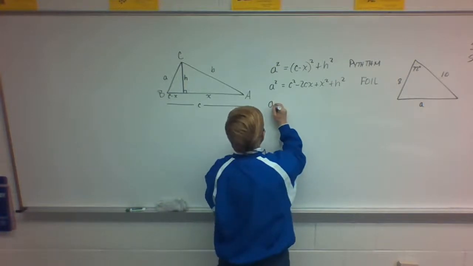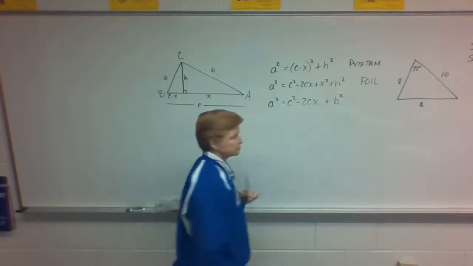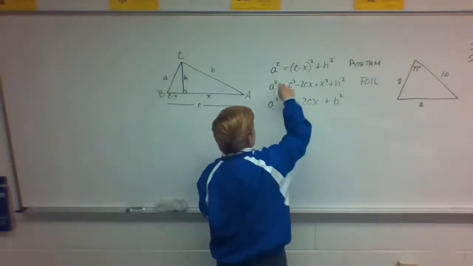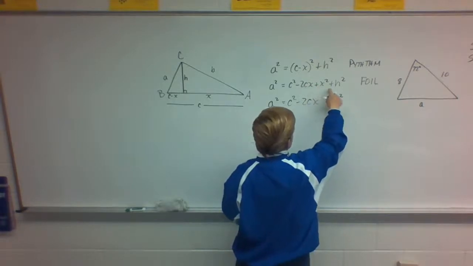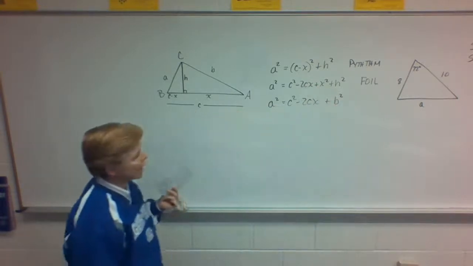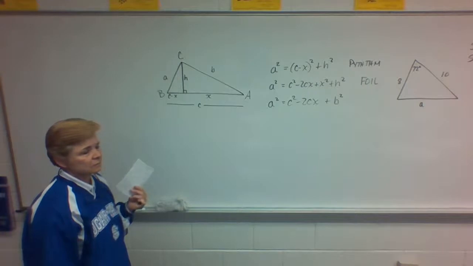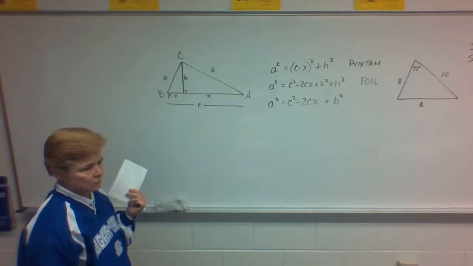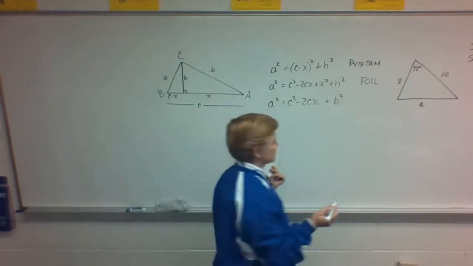Now, how about this? a squared equals c squared minus 2cx plus b squared. See what's changed. a squared equals c squared minus 2cx plus that turned into that. So now that's where you need to focus your attention. Why can x squared plus h squared be called b squared? Pythagorean theorem and substitution, right? Replacing x squared plus h squared with b squared, because that's what they're equal to. It's Pythagorean theorem and substitution.